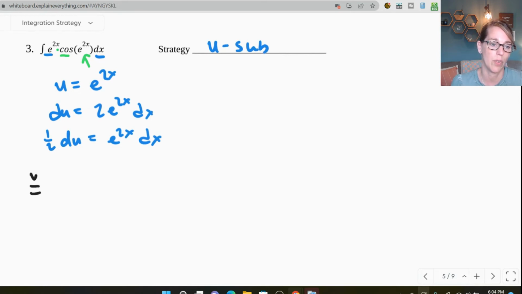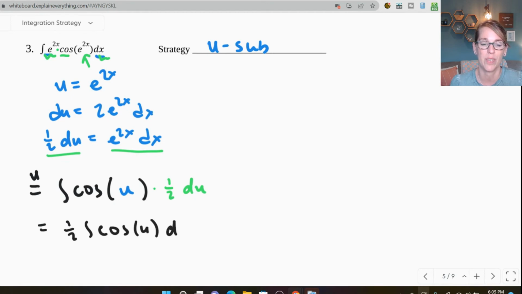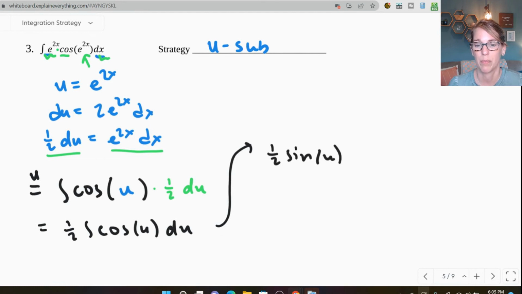So this is going to be equal to the integral of, I have my cosine, so it's going to be cosine of u. And then everything else is the e to the 2x and the dx, which is going to get replaced by a 1/2 du. This is a really nice integral. I can bring that 1/2 out in front. I'm just doing a nice common integral of the cosine of u du. The antiderivative of cosine is sine. So I have 1/2 sine u plus c.